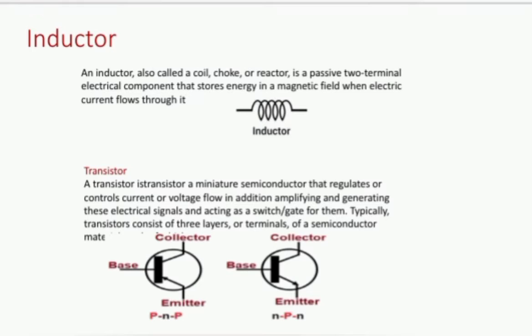Next one, transistor. In embedded applications, transistors are used for either switching or amplification purpose. In switching operation, the transistor is in either on or off state. In amplification operation, the transistor is always in on state. In on state, it is partially on. The current is below the saturation current value.